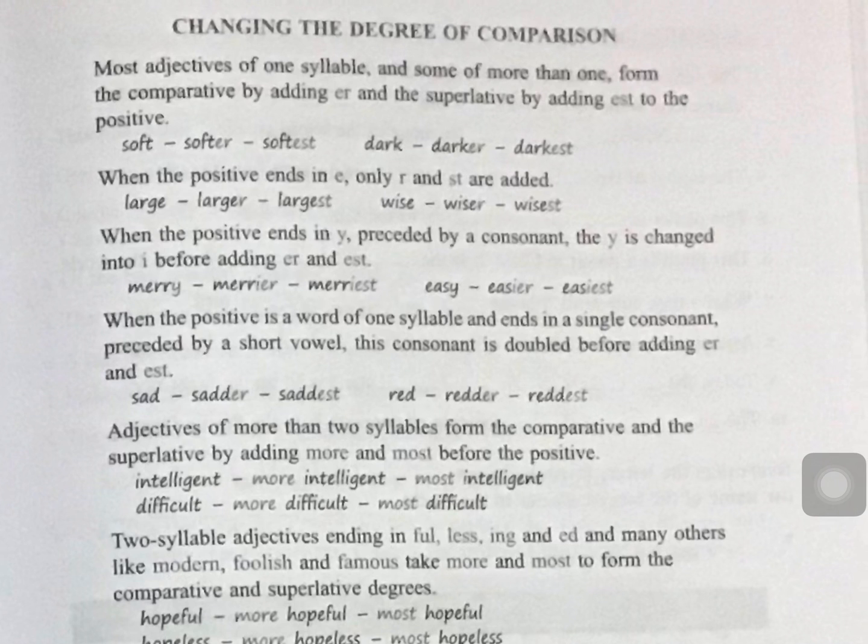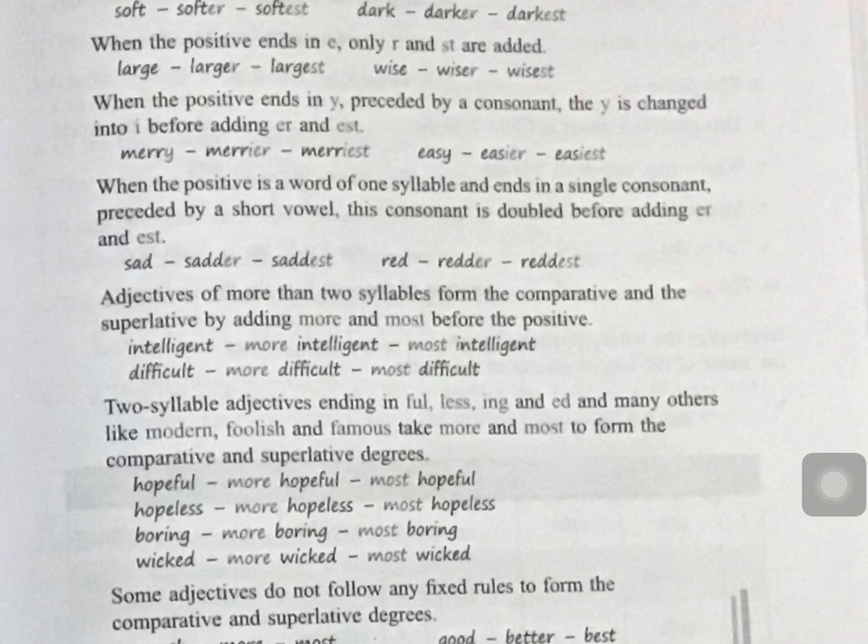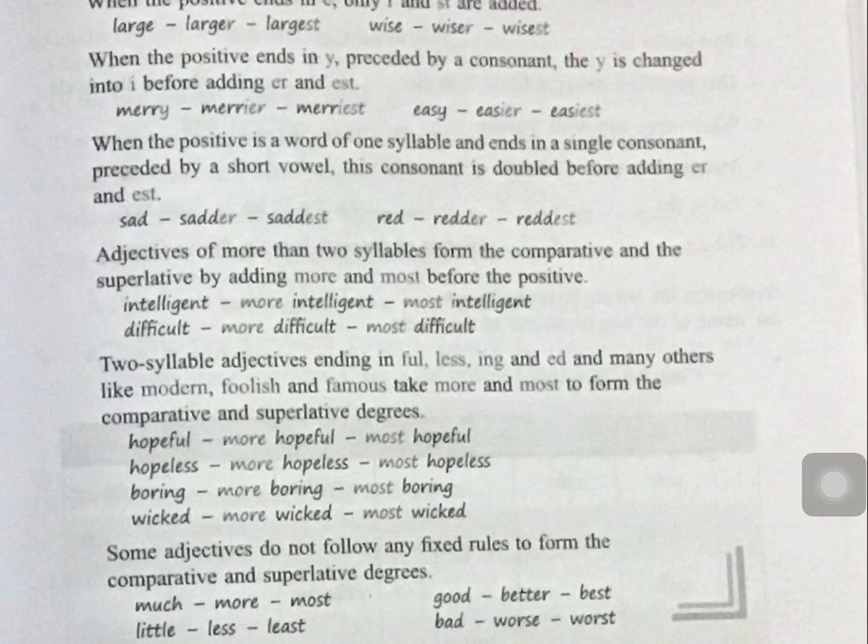When the positive ends in e, only r and st are added. Larger, r is added. Largest, st is added. When the positive ends in y, preceded by a consonant, then y is changed into i before adding er and est. See here, merry. So y preceded by a consonant r.